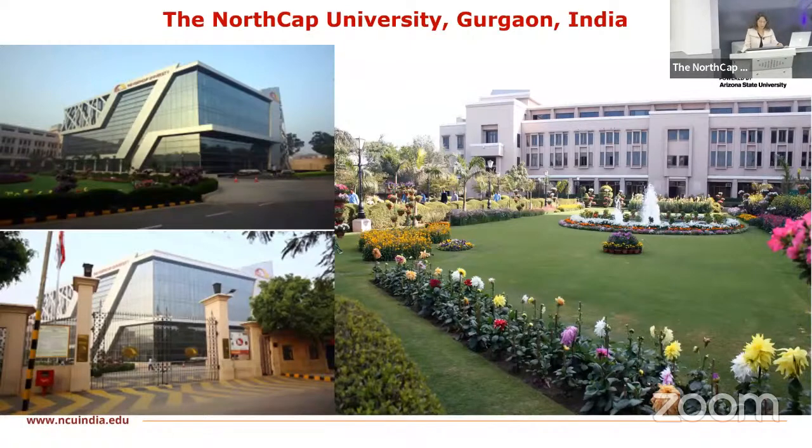The NorthCap University has been accredited by NAAC and ASIC UK. They accredited the university in the category of premier universities with commendable grades. NCU is known for its academic ambience, lush green surroundings, state-of-the-art infrastructure, cleanliness, outreach programs, international tie-ups, and vibrant academic culture. The university believes in the education, employment, empowerment, and enlightenment of all its students.